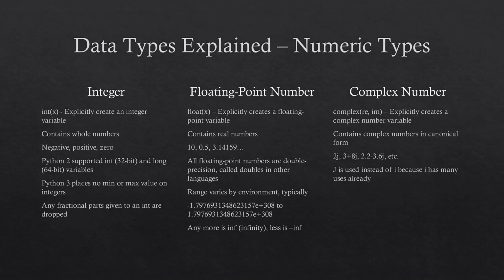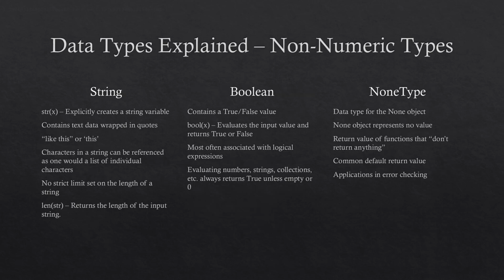Similar to these, we also have binary types. That's your bytearray and memoryview. We're not ever going to have any use for these, but just be aware that they do exist. They do have their purposes, but because they're a little advanced in what they're used for, we're not going to talk about them here. So next time we're going to talk about non-numeric data types. That's going to be strings, booleans, and the None type. So stick around for that.